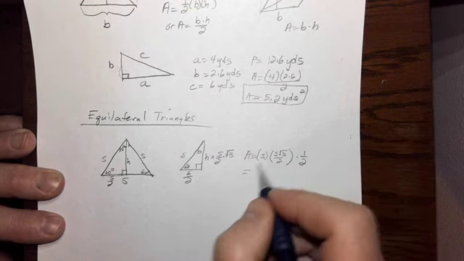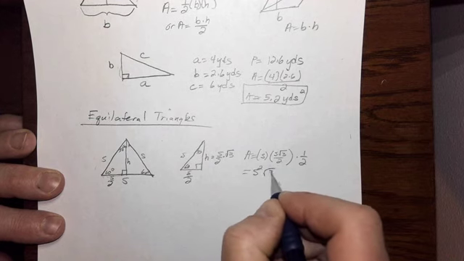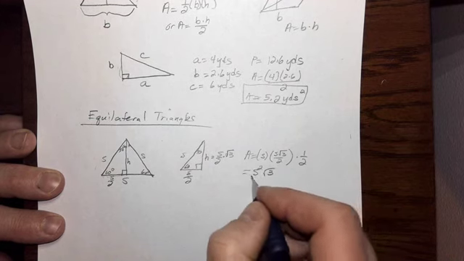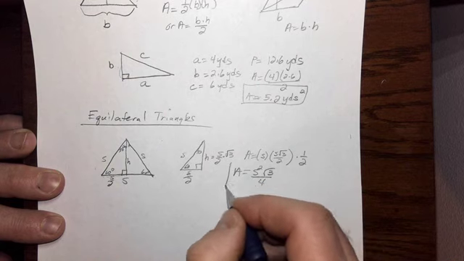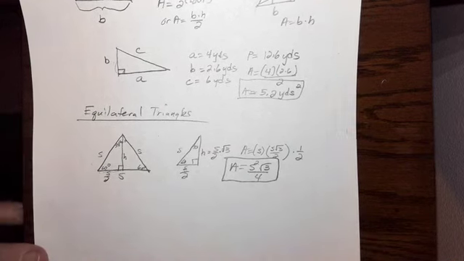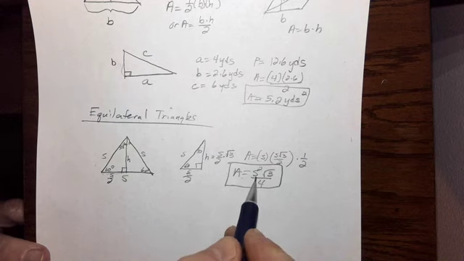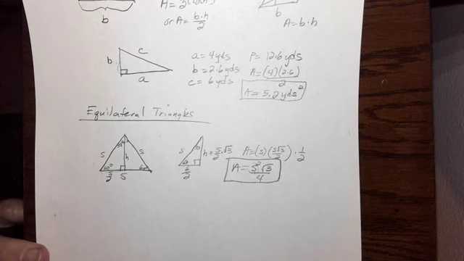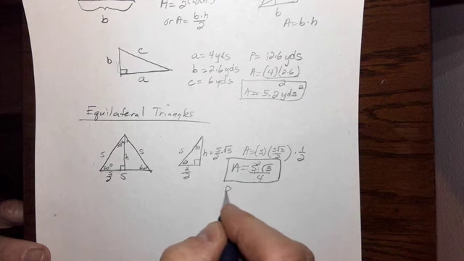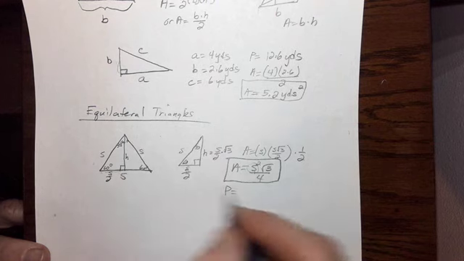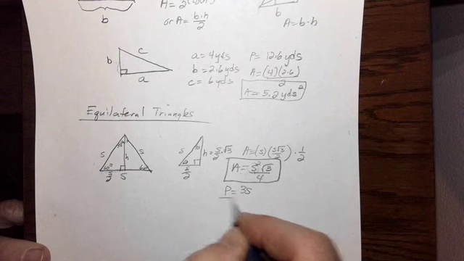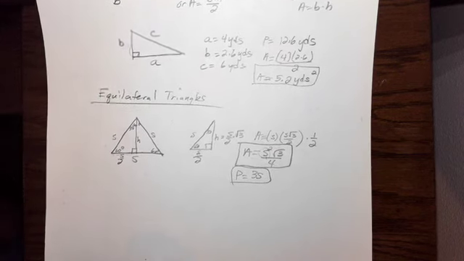Putting that all together, S times S is S squared times the square root of 3. On the bottom, 2 times 2 is 4. And we come up with a formula for the area of an equilateral triangle. You could use this instead of going through all that other stuff. You can just use this formula. When you know the length of a side, you square it, multiply it by square root of 3, and divide by 4. The perimeter is pretty easy on that. Perimeter is just S plus S plus S, or 3S. That's the perimeter of an equilateral triangle.